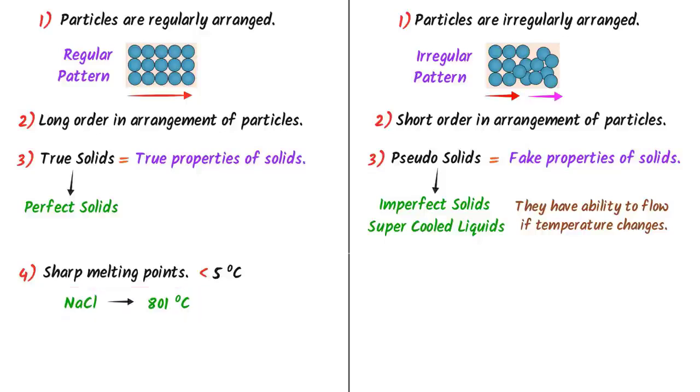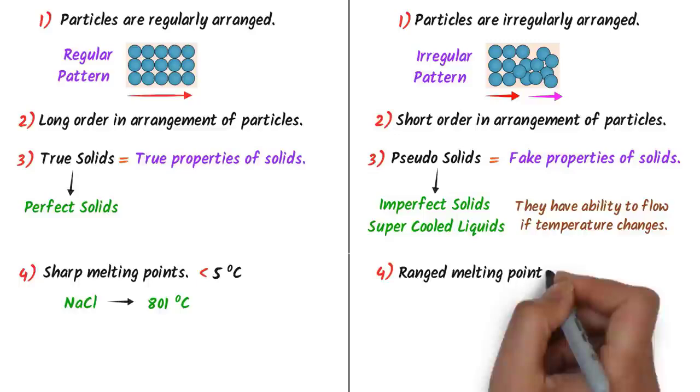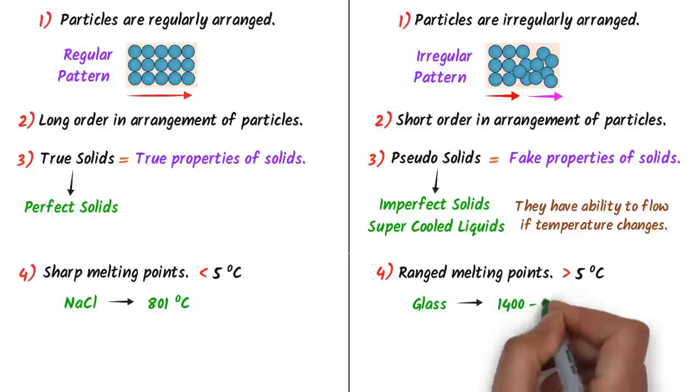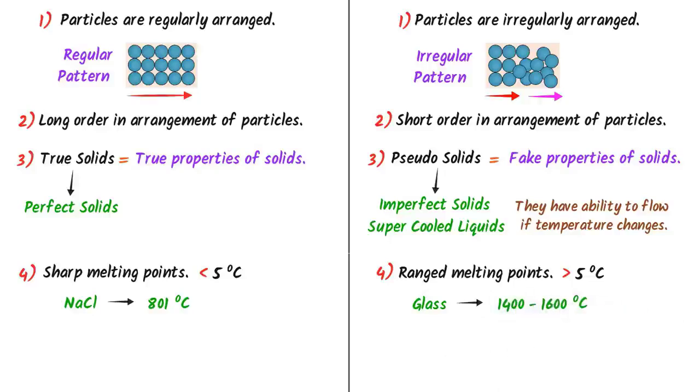On the other hand, amorphous solids have a range of melting points. The range of melting points of amorphous solids is greater than 5 degrees centigrade. For example, the melting point of glass is from 1400 degrees centigrade to 1600 degrees centigrade.